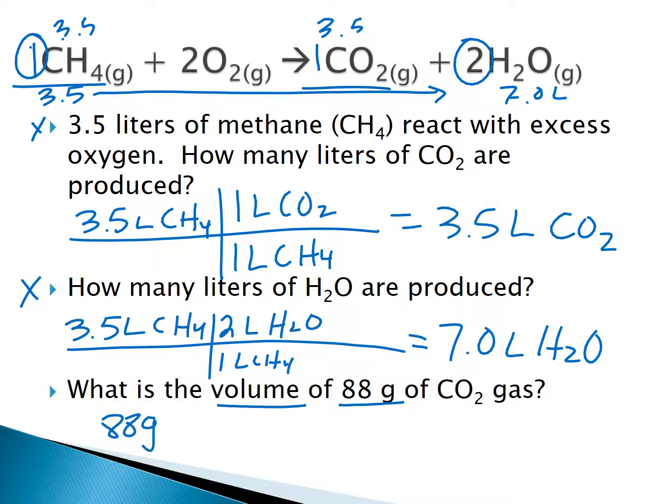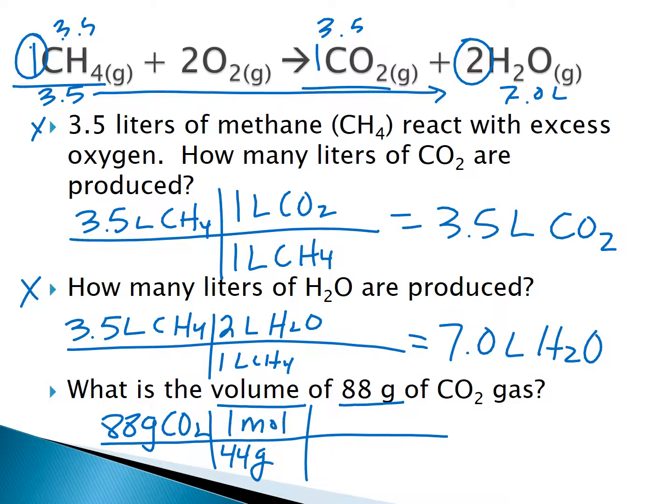So 88 grams of carbon dioxide. First thing I'll do is convert to moles by dividing by the molar mass of carbon dioxide. So 44 grams for every 1 mole. Once I have moles of CO2, I can convert moles into volume using that relationship. And when I plug this into my calculator, I get 44.8 liters.